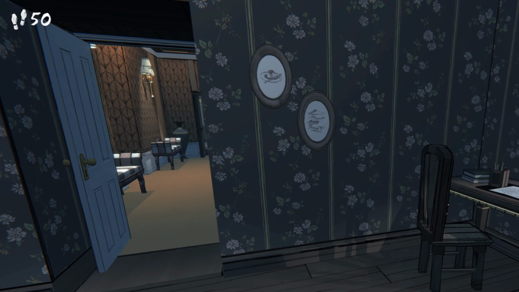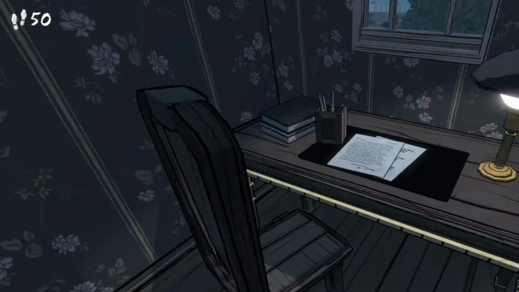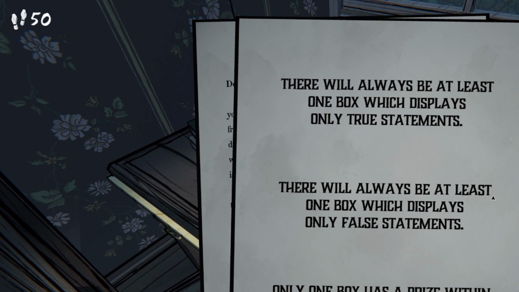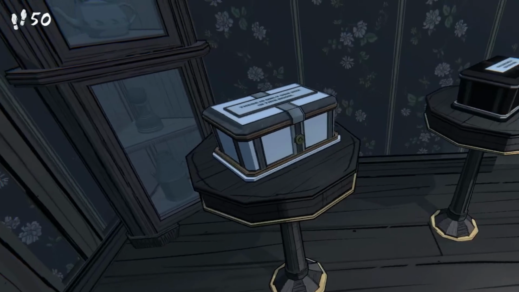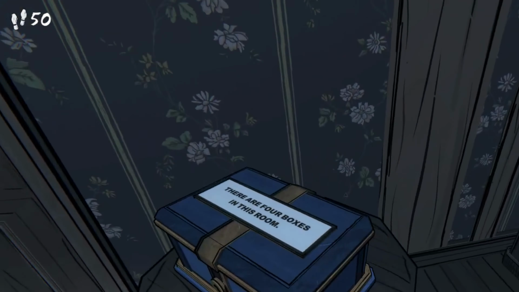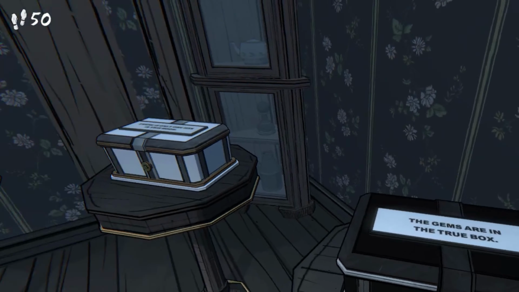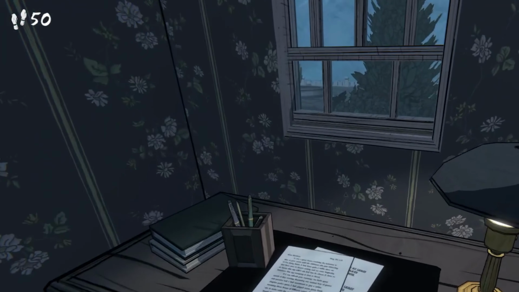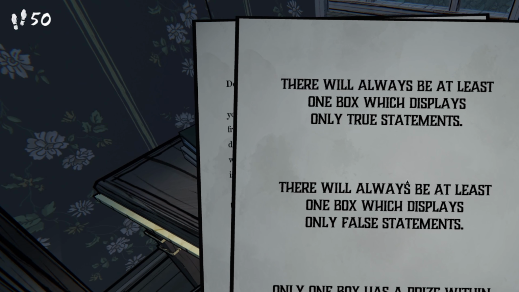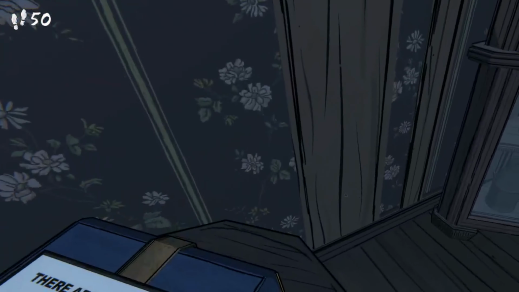So this is the Parlor Room game. And what you'll see here is there's a very straightforward puzzle where we have three boxes. There's always one that displays true statements. There's always one that displays false statements. And then the third one can be either true or false. So the goal is to figure out which one of these boxes has items in it based off of the clues that you're given. Obviously, this is a fairly easy puzzle for us to solve, but we're going to try to see if Aura can read these documents, read these box clues, and solve the puzzle.